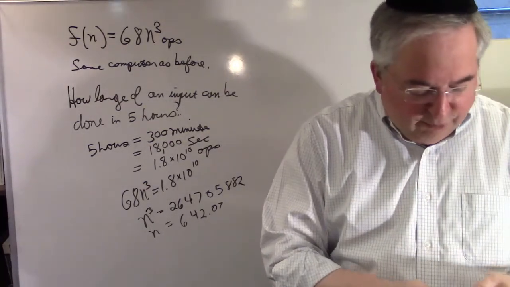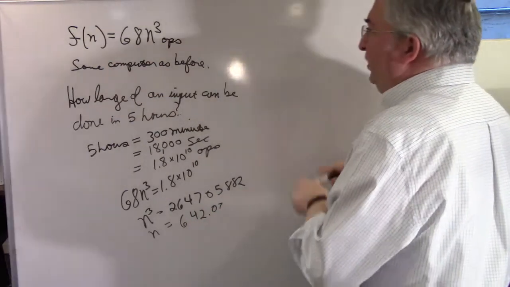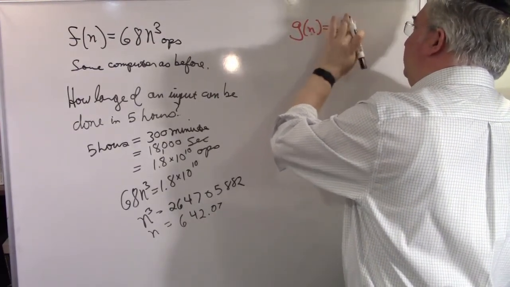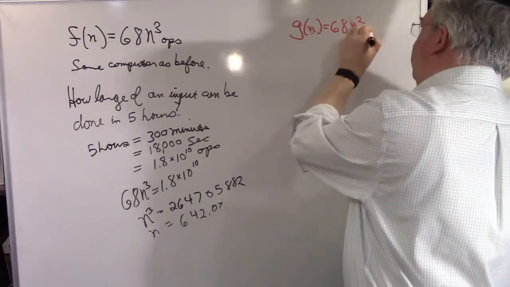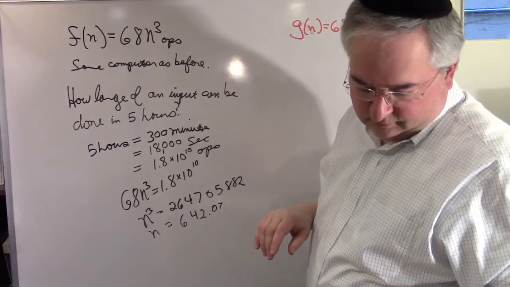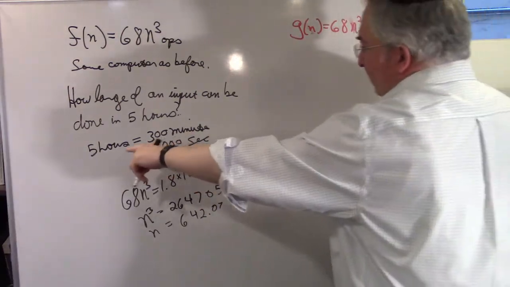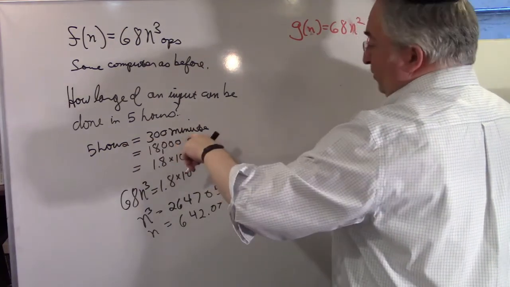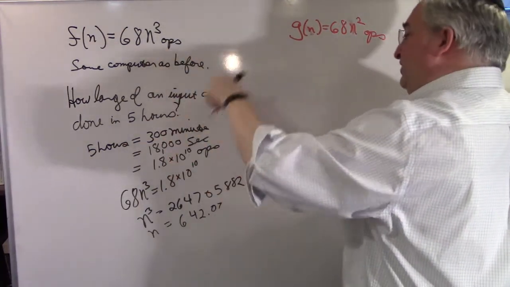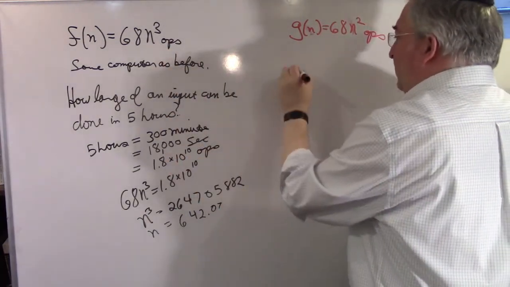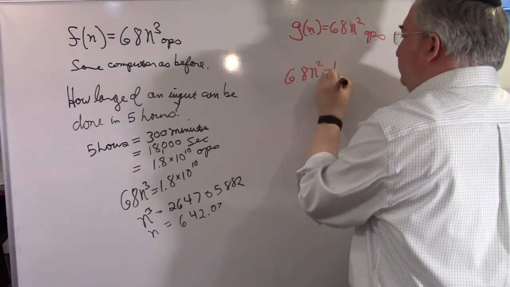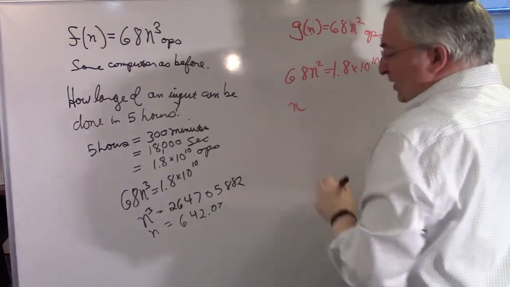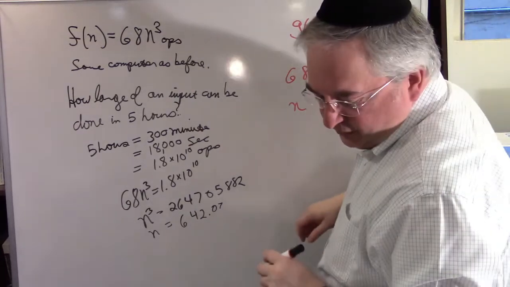By the way, let's do the same problem, but instead of for f, let's do it for g. G of n equals 68 n squared operations. You want to know the same question. You're going to get 5 hours is 300 minutes, which is equal to 18,000 seconds. And so you get 68 n squared equals 1.8 times 10 to the 10 operations. Solve for n, you get 16,269.